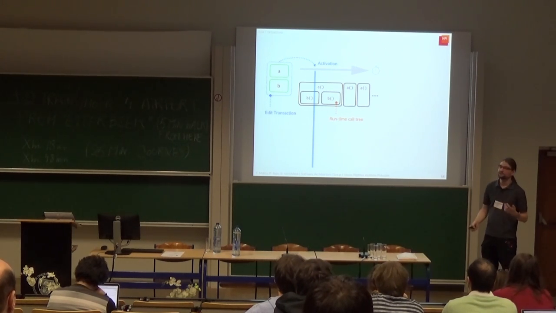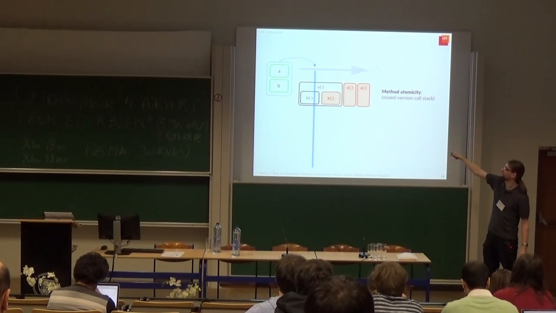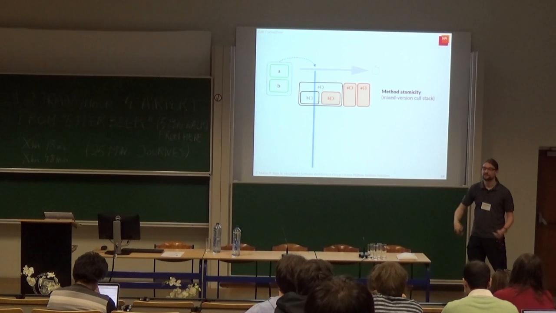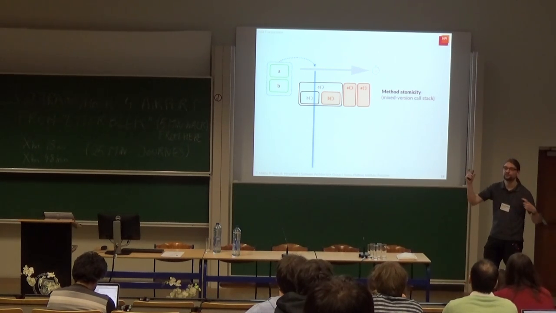The first would be just replace A and B by their new versions in the edit transaction, which would end up with this control flow. The old A would then eventually call the new B, but new B would then recall the old A, and only the new A is invoked when A is called again. So this is not really what we call atomic. If this was a recursion, you would end up with multiple versions of the same method on your call stack if you start a debugger. That's not what we want.